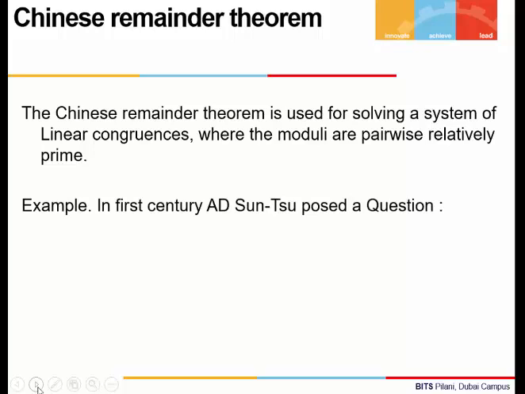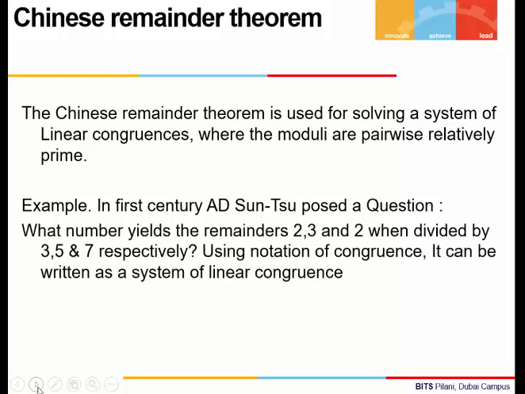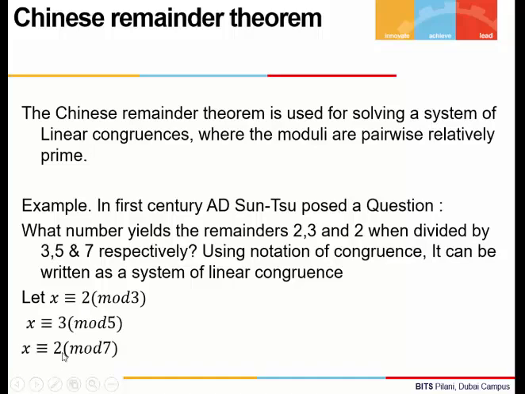It all started in the 1st century AD. A Chinese mathematician posed a problem. He asked, what number yields the remainders 2, 3 and 2 when divided by 3, 5 and 7 respectively? Using the notation of congruence, if we write the model of this problem, we get a system of linear congruences. X is congruent to 2 mod 3, X is congruent to 3 mod 5 and X is congruent to 2 mod 7.